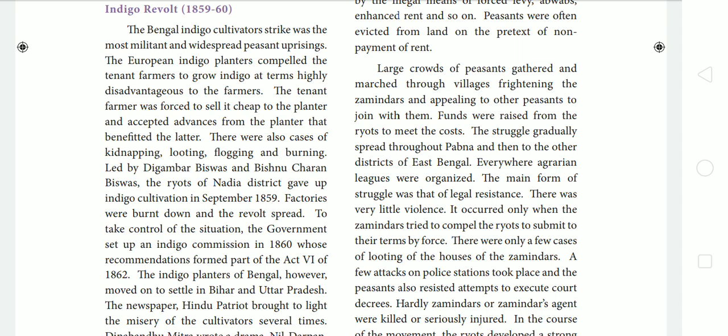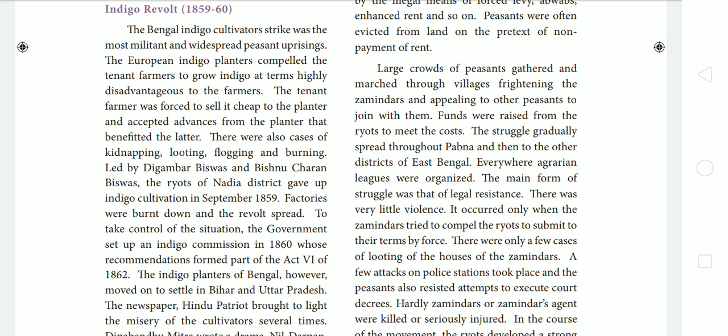Then there were also cases of kidnapping, looting, and flogging. Flogging is a type of punishment. So there were different types of cases, that is kidnapping, looting, flogging and burning.